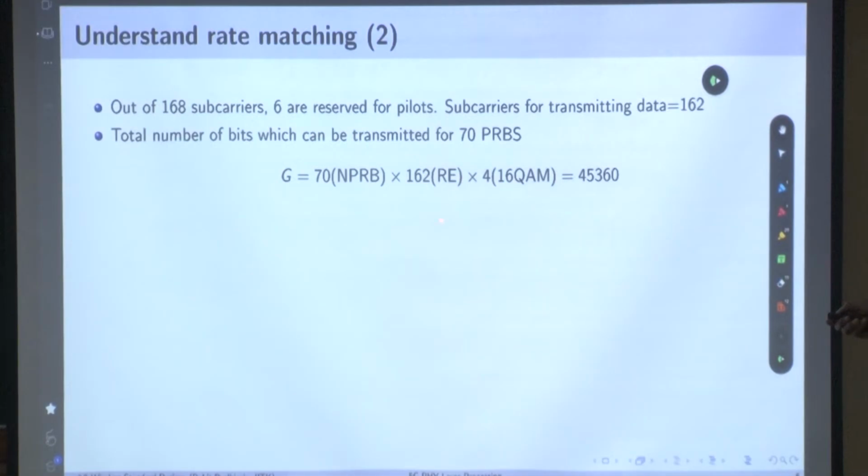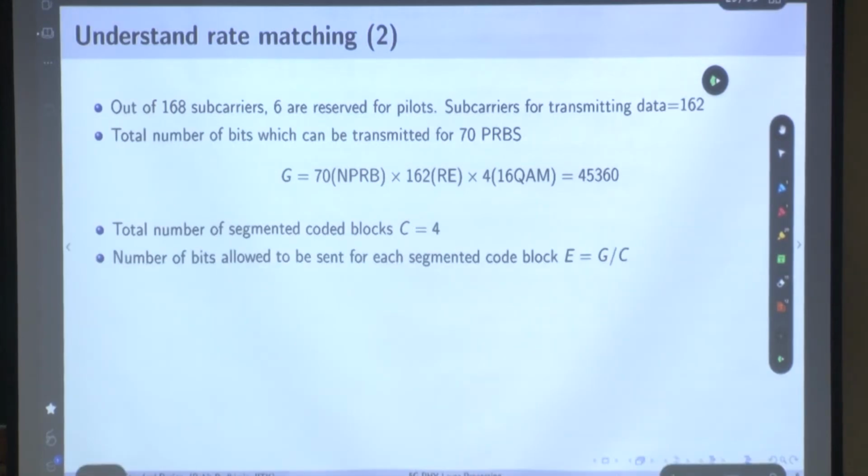And how many such subcarriers are there? 162 in one PRB. And how many such PRBs are there? 70. This is the total number of bits which can be transmitted using the allocation made to this user. And what is this? 70 PRBs using this MCS. This is what can be transmitted. So the total number of segmented code blocks, how many? 4. C is equal to 4. So these are the total number of bits you can send over this assignment.